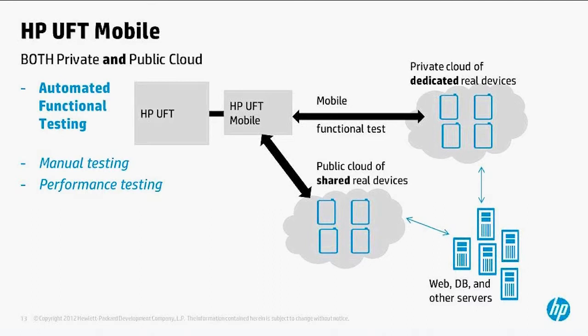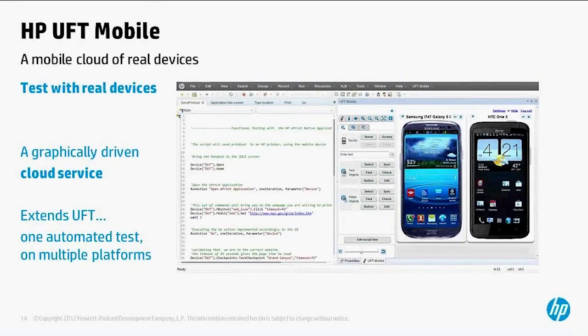This way, UFT Mobile is a plug-in into UFT, and it allows you then to get access to a public cloud or private cloud of dedicated devices, so then you can perform that testing on a real live functioning mobile device. Here you can see how that plug-in just plugs right into the Unified Functional Testing solution, and then you'll be able to control and set up those automated tests.